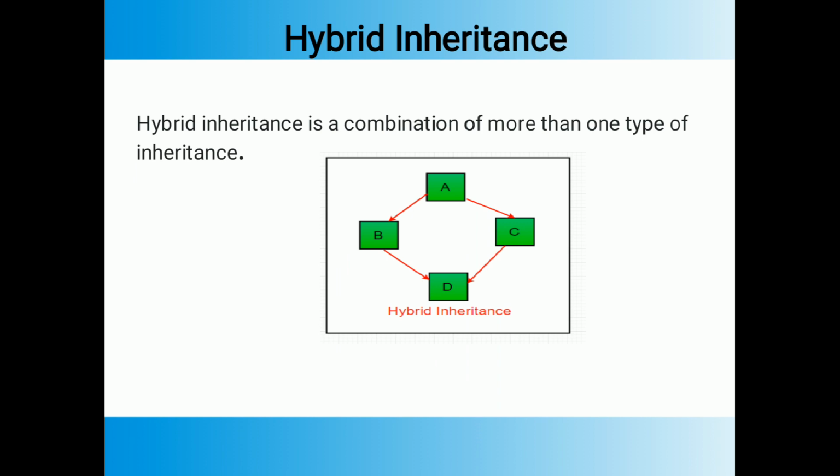Hybrid inheritance. Hybrid inheritance is a combination of more than one type of inheritance. Here, subclasses B and C derive from the same superclass A. It is a hierarchical inheritance. D is derived from the superclasses B and C. This is a multiple inheritance. Since it includes two types of inheritance, that is hierarchical inheritance and multiple inheritance, it is a hybrid inheritance.